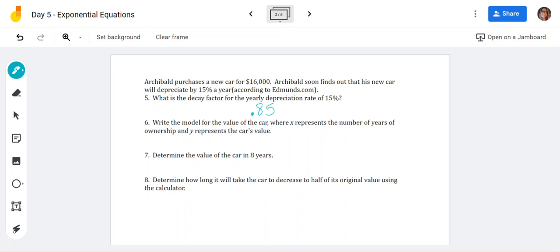Write the model for the value of the car, where x represents the number of years of ownership and y represents the car's value. So y would equal our initial value of the car, 16,000, times our depreciation rate to the x power.